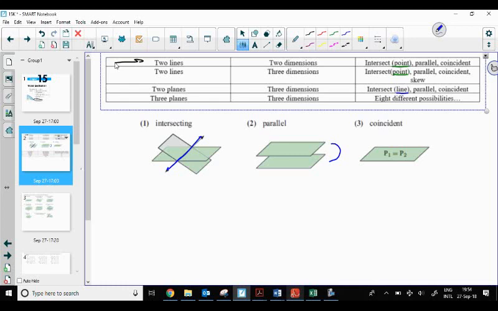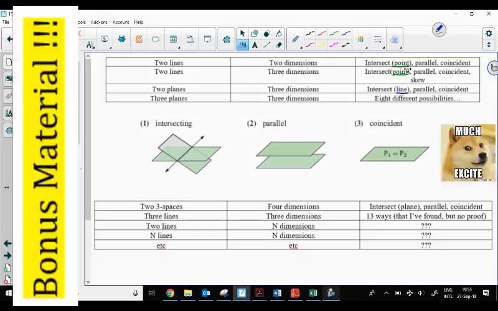But before we move on, there are some interesting questions I think that could be asked as natural extensions of this particular table. For example, what if we took this to the next dimension and we had two three-dimensional spaces interacting with each other in 4 dimensions? So that's the extension of having two lines in 2 dimensions or two planes in 3 dimensions. So the dimension number is always one more than the dimension of the construction. A line is one-dimensional, so here we're talking 2 dimensions. A plane is 2-dimensional, so here we're talking 3 dimensions.